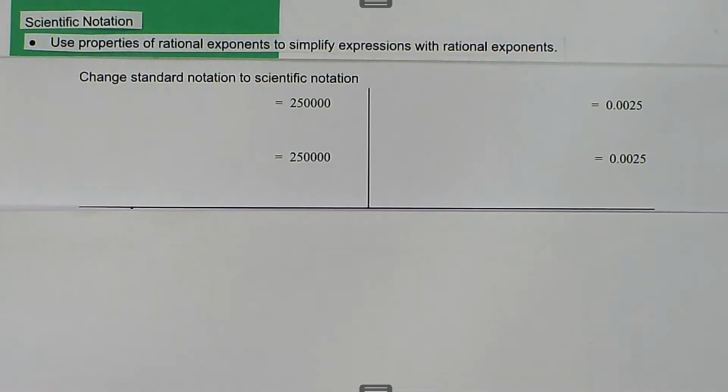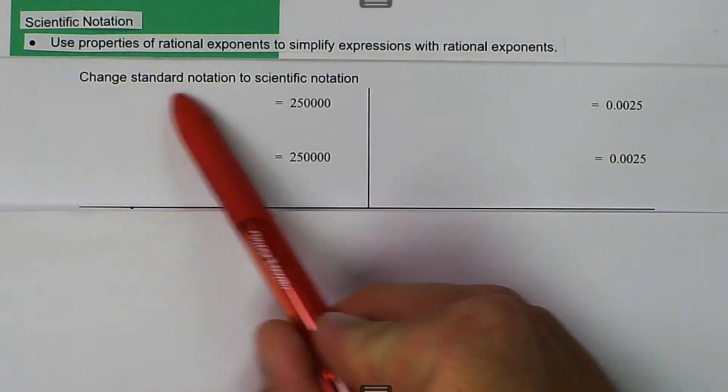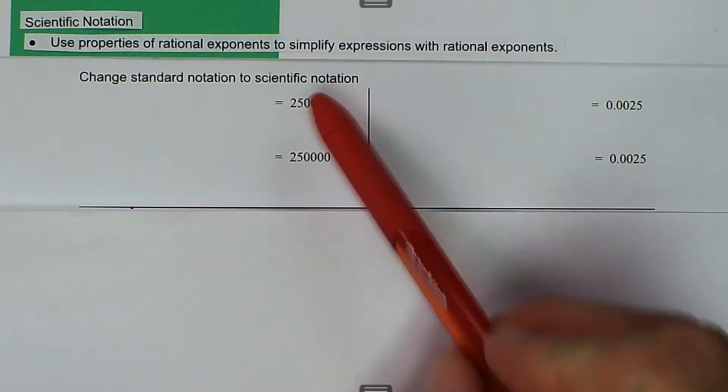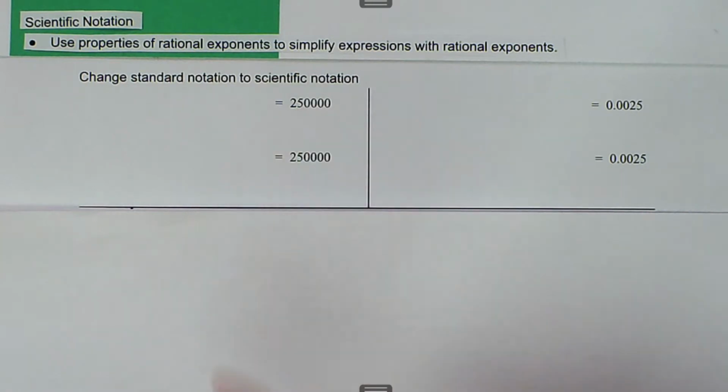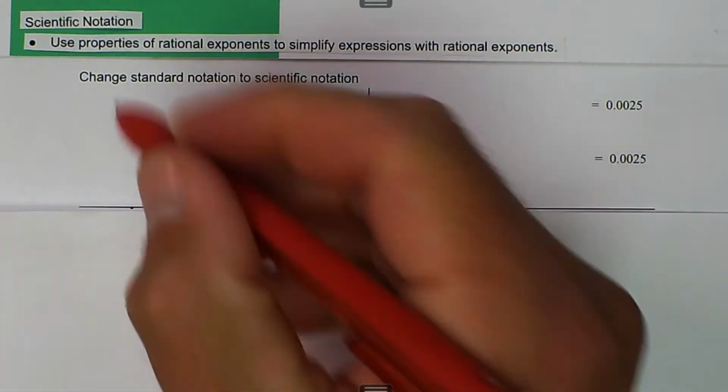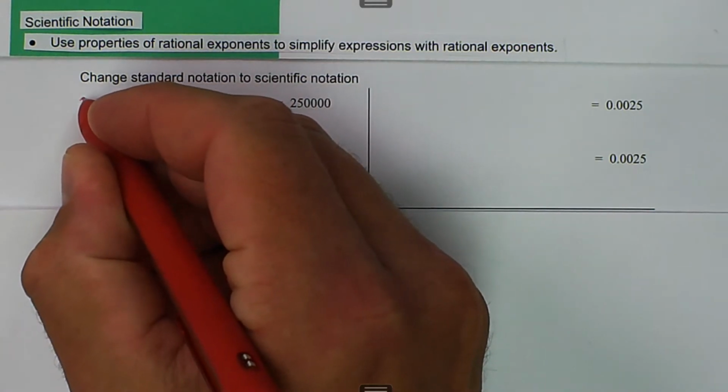We are talking about scientific notation, and we want to use properties of rational exponents to simplify expressions with rational exponents. So we want to change from standard notation to scientific notation. So here we have a number in standard form. And whenever we go to scientific notation, we always want the decimal to be behind the ones place.